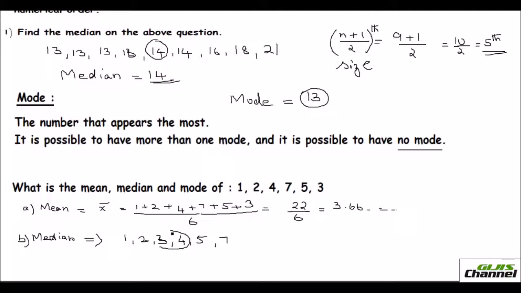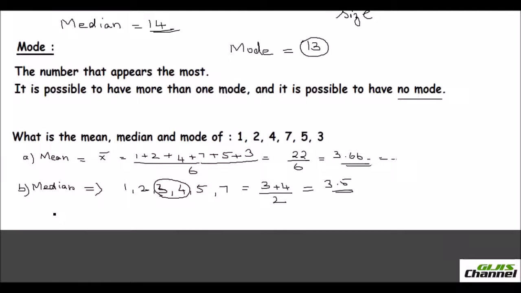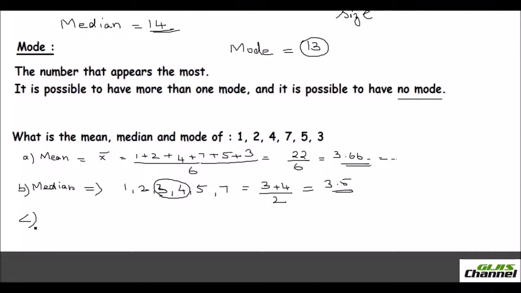So you get these two numbers. You have two values in the middle, okay? Find the average of it. That will be your median, okay? So that is 3 plus 4 over 2 is your median. So that will be equal to 7 over 2, that is 3.5, okay? 3.5 is your median.